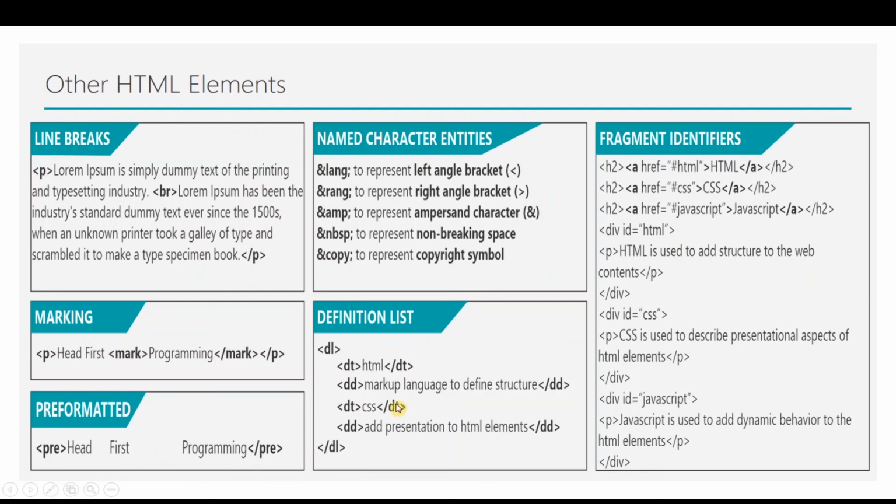We have discussed earlier the two most commonly used list types, ordered list and unordered list. In fact, HTML provides us with one more list type that is less commonly used, and we call it the definition list.